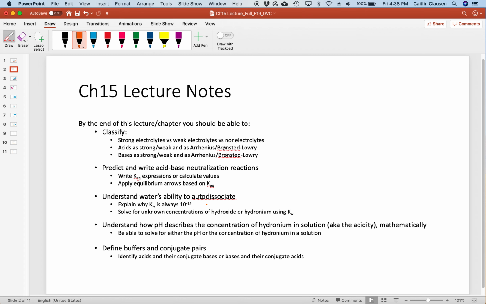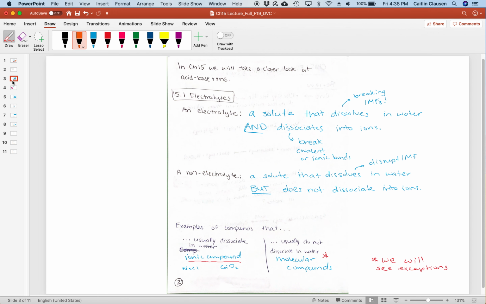And since I saw a lot of people were kind of in the middle or thumbs down when I asked how you're feeling about this chapter, hopefully this will give you a good gauge on what you should focus on when you study. So a reminder, section 1, first let's just talk about what electrolytes are before you start identifying what is a strong or weak electrolyte or a non-electrolyte.